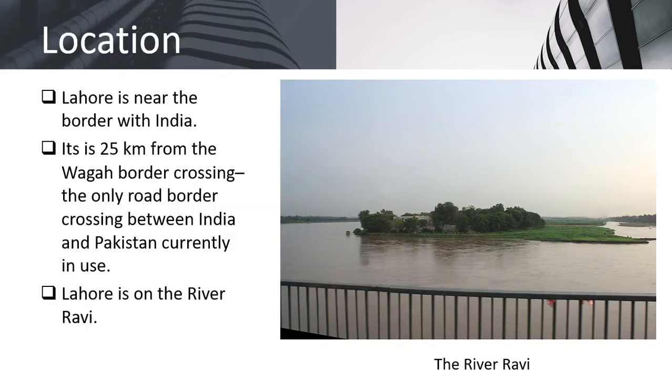Location. Lahore is near the border with India. It's 25 kilometers from the Wagah border crossing, which is the only road border crossing between India and Pakistan currently in use. And Lahore is on the river Ravi.